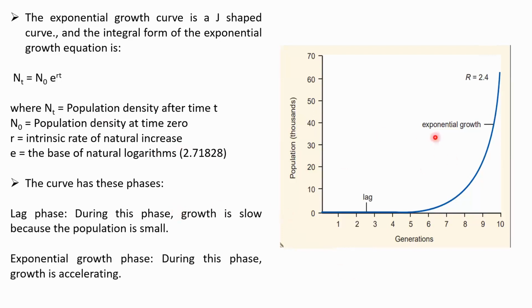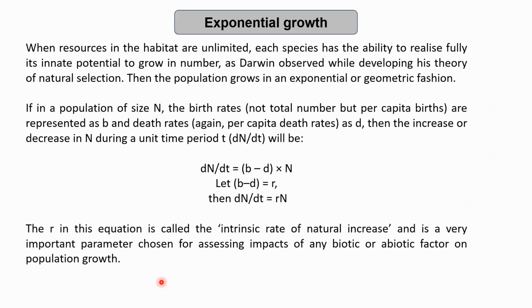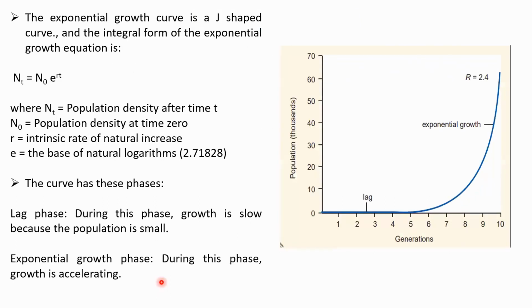The curve has different phases. The first is the lag phase. During this phase, growth is slow because the population is small. But once the population reaches a number sufficient to grow exponentially, the exponential growth phase starts, and the growth is accelerating in this phase, resulting in a higher number of offspring in every generation. So the population grows exponentially or in a geometric fashion, and the shape of the graph is J-shaped, where the initial phase is a lag phase that represents slow growth because initially the size of the population is small. But as the size reaches a particular stage where it can grow exponentially, the next phase is the exponential phase, where the growth is in the acceleration phase.